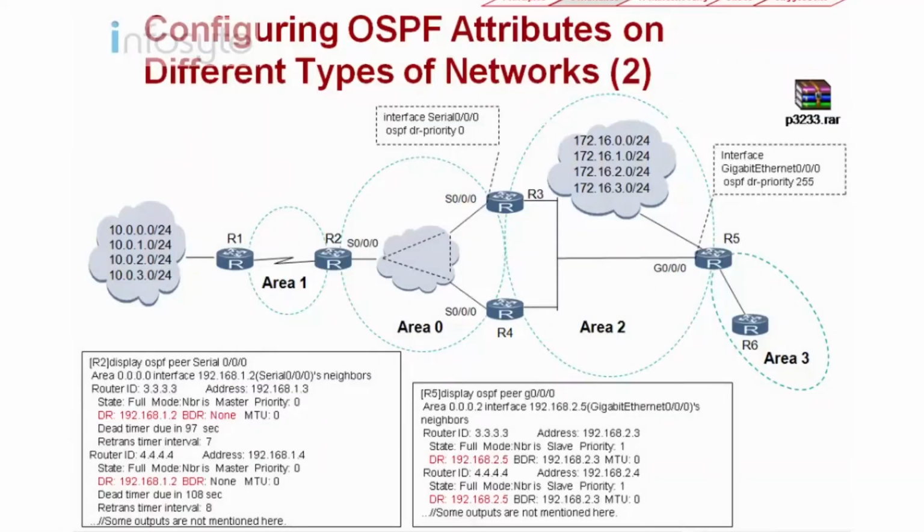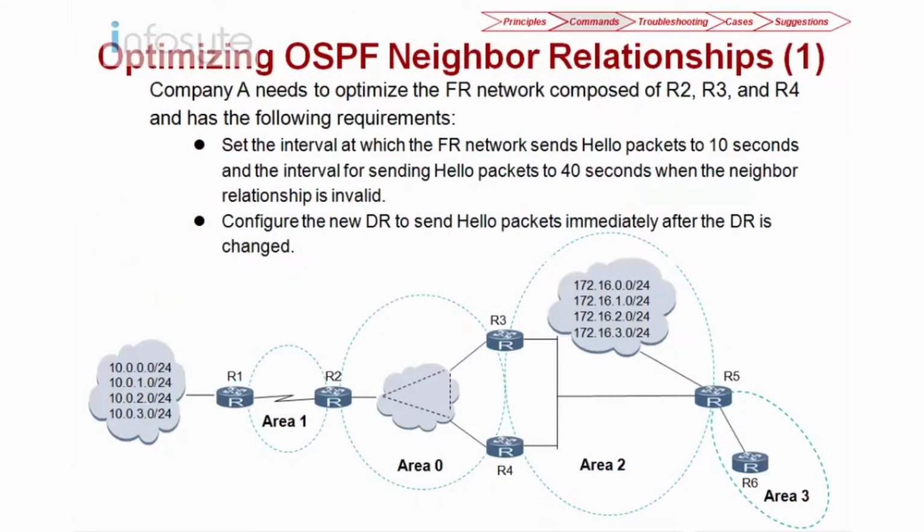Okay, after covering all the different types of networks, right now we're going to cover optimizing the OSPF neighbor relationship. In this requirement, they say to set the interval of the FR network on the hello packet to 10 seconds, and 40 seconds when the neighbor relationship is invalid. This is configured on R2, R3, R4 under the FR network, and also configure the DR to send the hello packet immediately after the DR is changed.